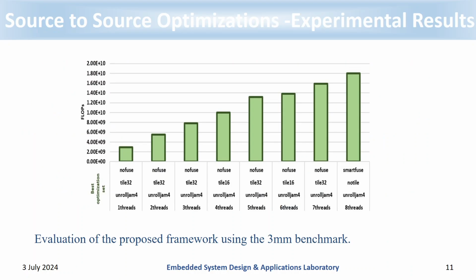This figure shows the evaluation results for the 3mm benchmark. As can be observed in this figure, the code optimizations really affect the execution time of the binaries, and different optimization sets give very diverse execution time values. Here, the best execution time value for each thread is shown. The 3mm benchmark behaves better as the number of threads increases. This is because this benchmark is data parallel.